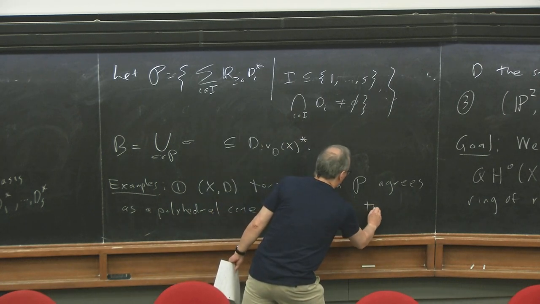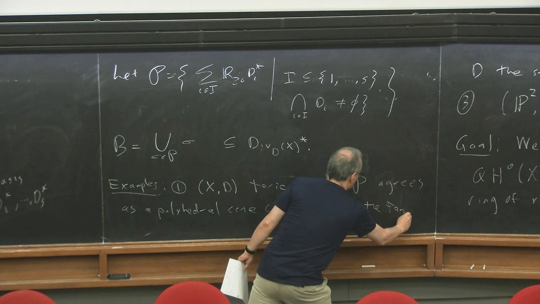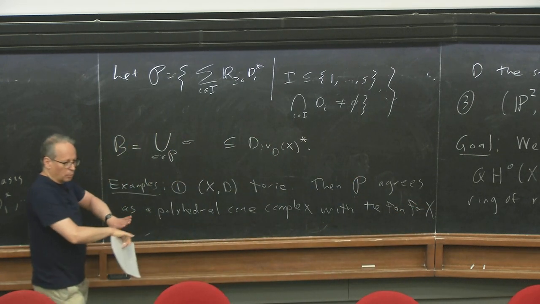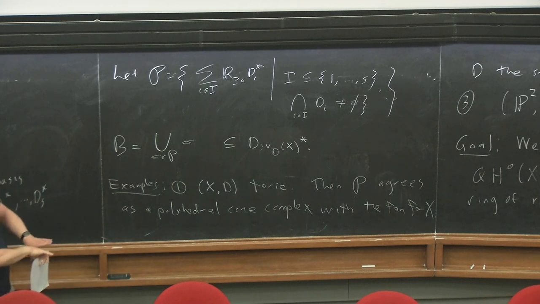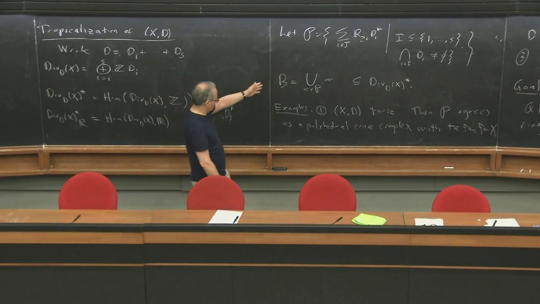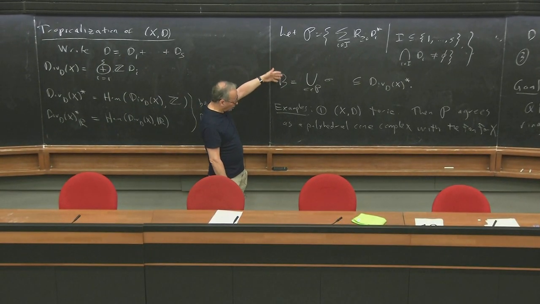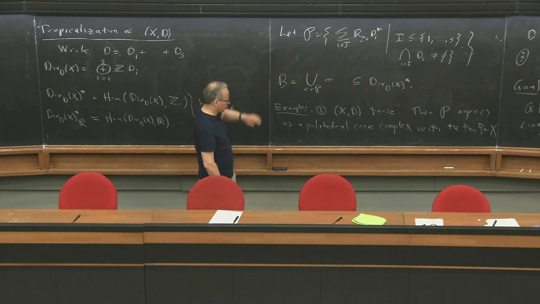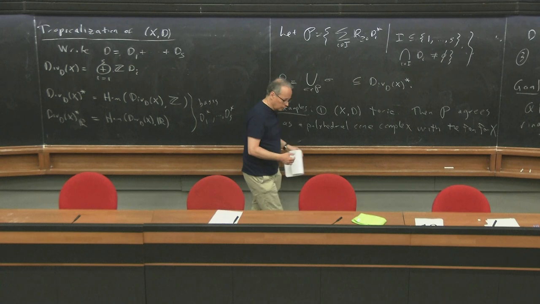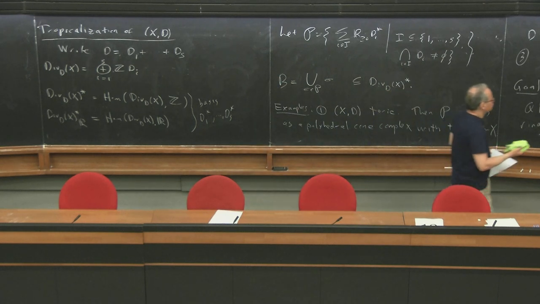With the fan for P_X. However, it might be sitting in a much higher dimensional space. So for example, if you do this for P2, this would be three-dimensional because you have three boundary divisors as a triangle. So this is a union of three cones sitting inside R3. So you lose the lattice structure for the fan.